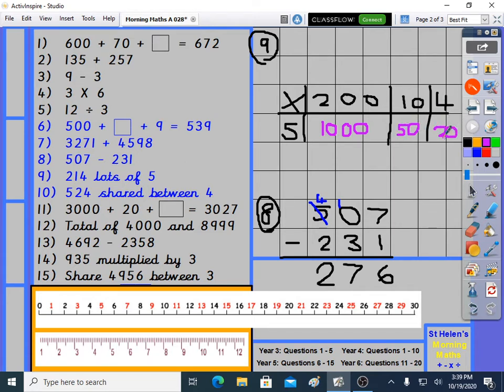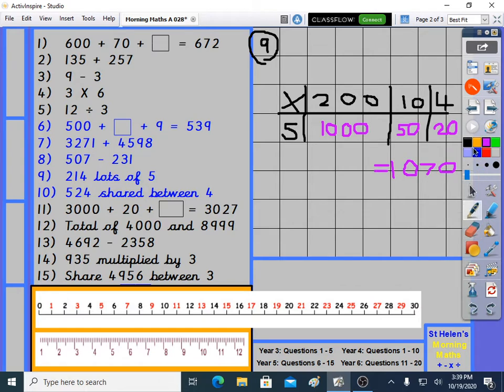So our answer is 1,000 and 50 and 20. 1,000 plus 50 plus 20. 1,050 plus 20, 1,070. You can add it up with column method if you're not sure. This time I've added it up in my head. And we can move on to question 10.